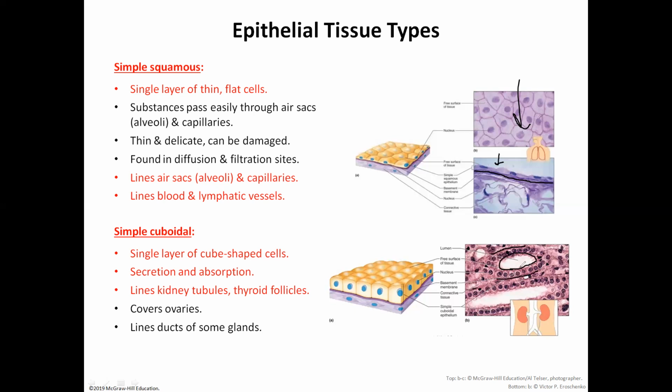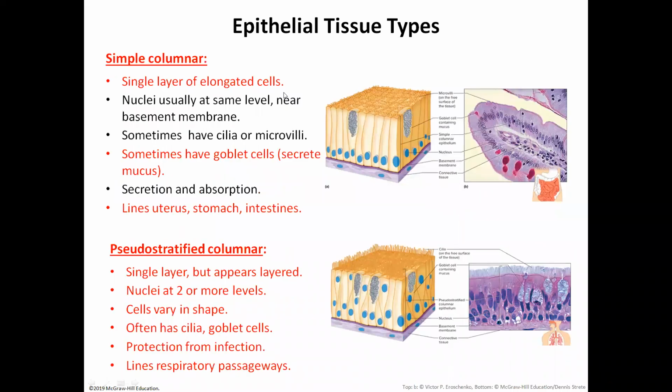This free space in the middle, we refer to as the lumen. Because of its shape, it's better for secretion, so being able to produce or move things, and also to absorb as well. This is going to help to line kidney tubules. It helps to cover ovaries. It's very useful in thyroid follicles, and it lines some ducts as well.